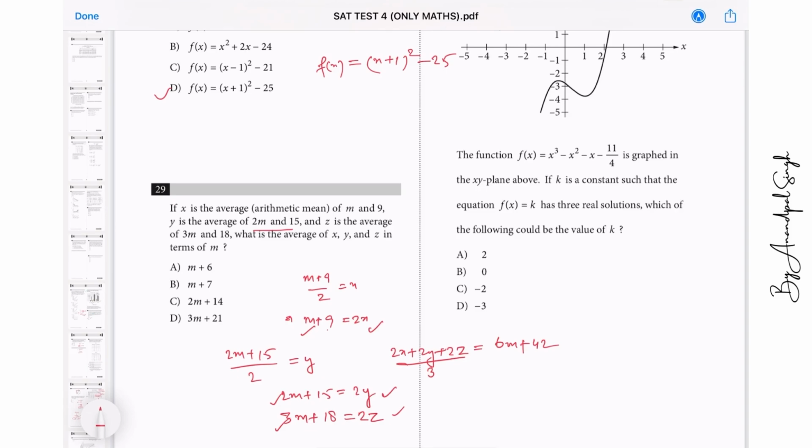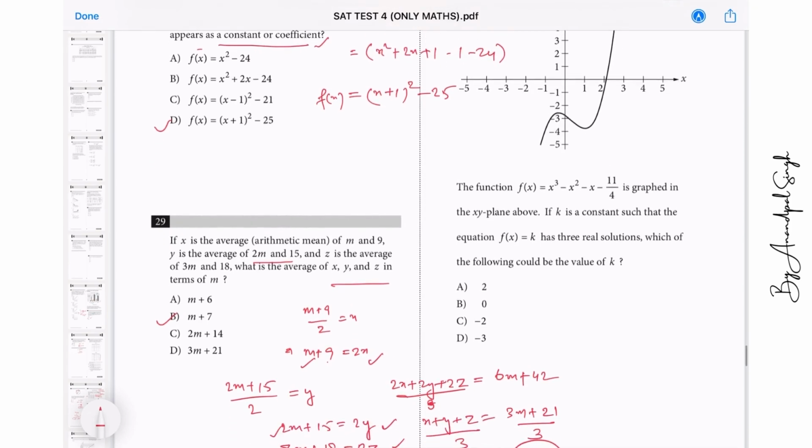No, first of all, I will just find x + y + z, because I need to find the average of x, y and z. So dividing both sides by 2, we get 3m + 21. Now dividing by 3, because we need to find the average, it will give you m + 7. So I would go with option B. So B is the correct answer.